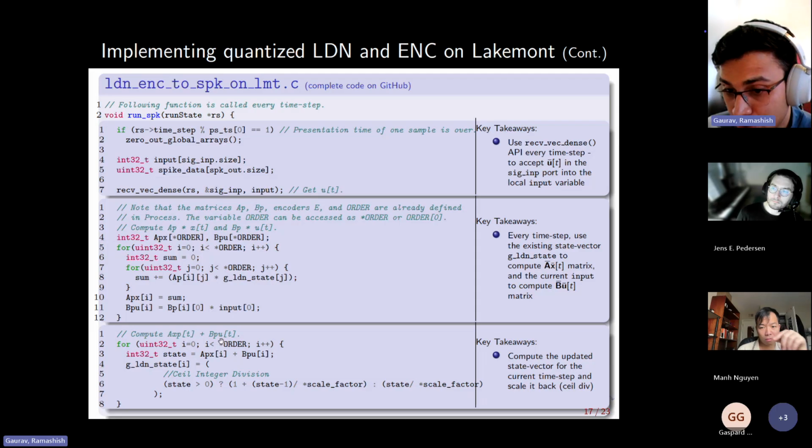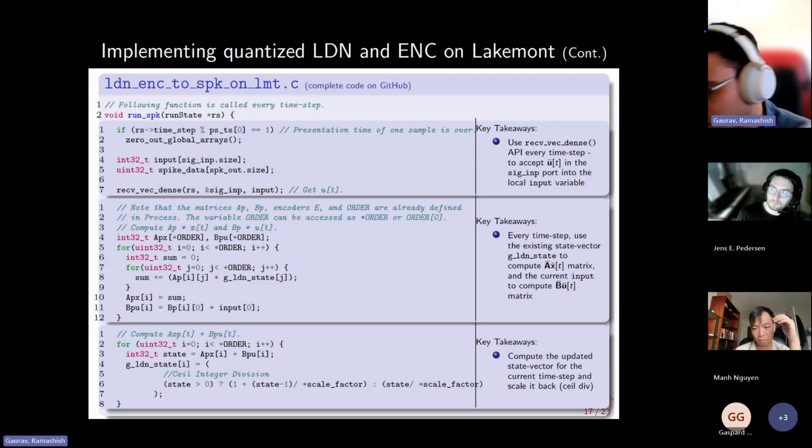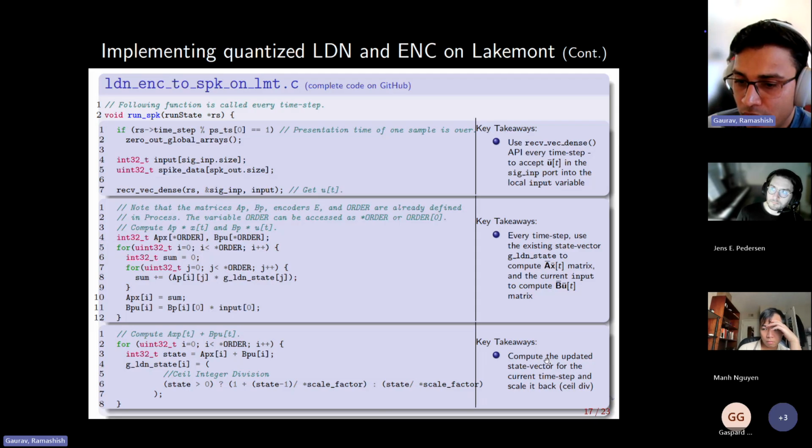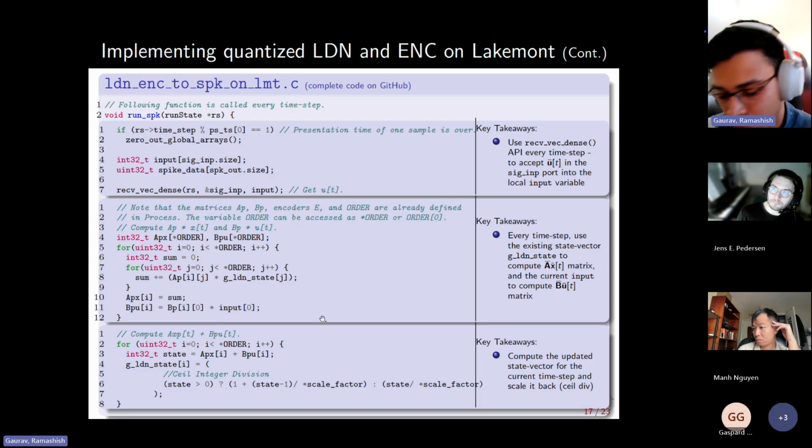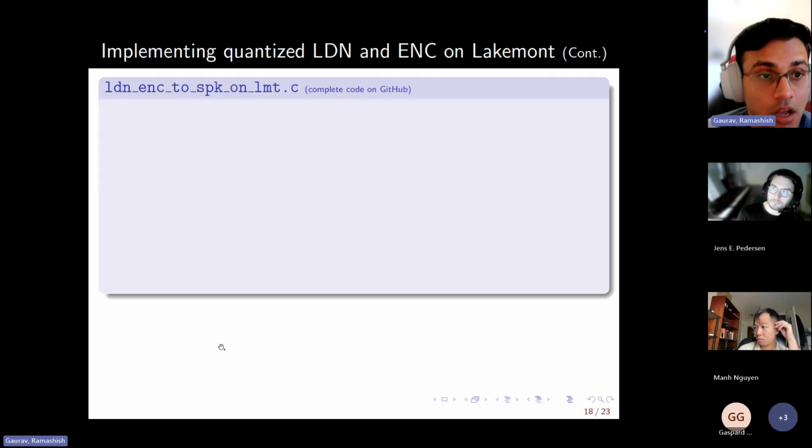Although the key takeaway is you need to scale it back, right? So when you've computed the state vector for the current time step, you can scale it back through integer division, and then of course the ceil function on it. That is, you're computing the next time step state vector.